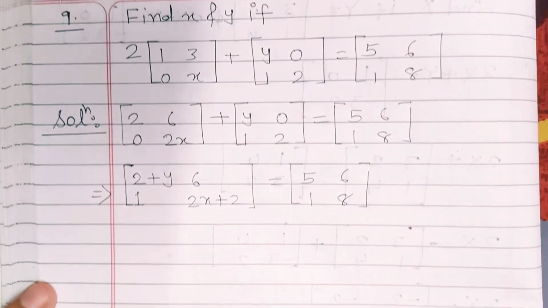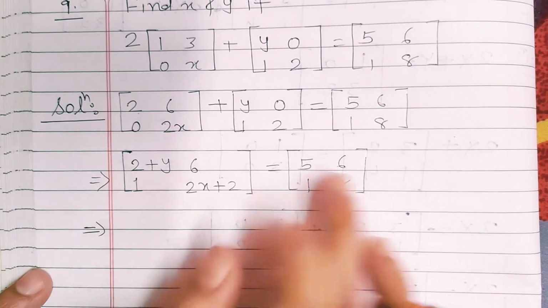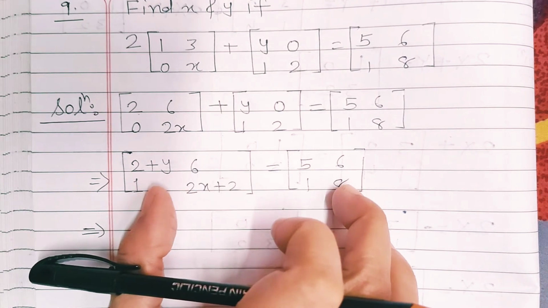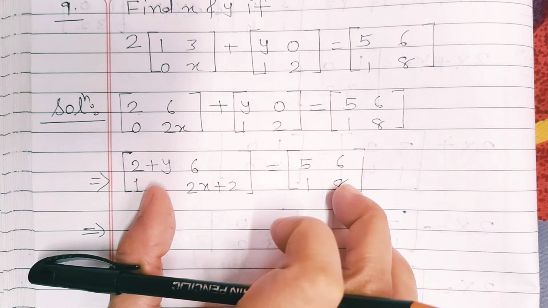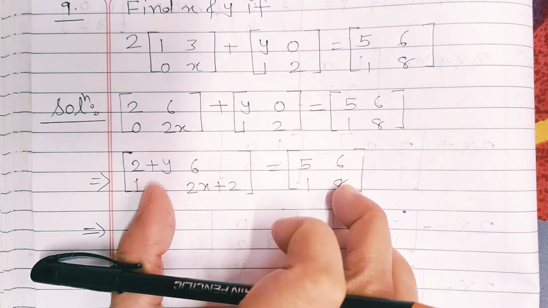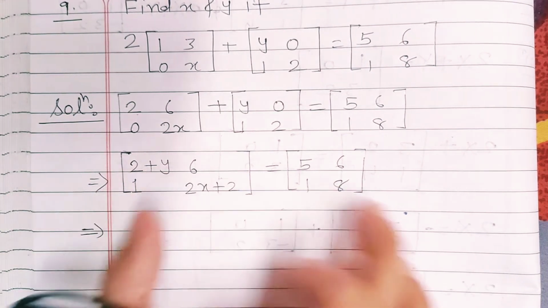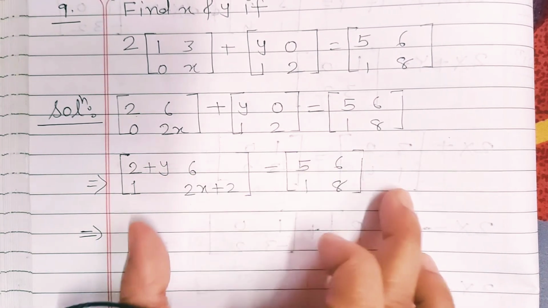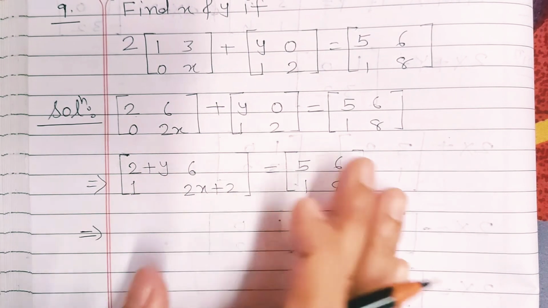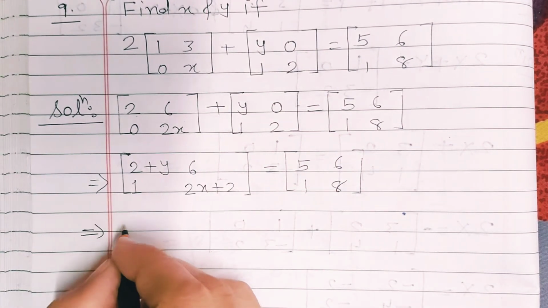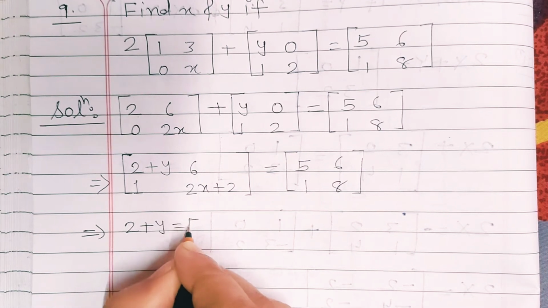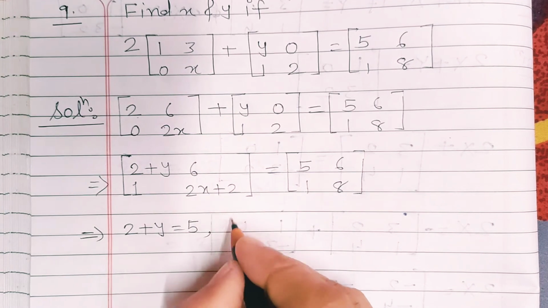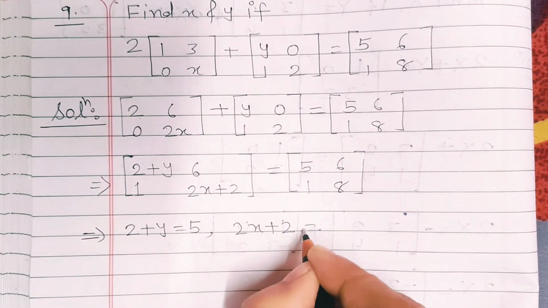So now you will just equalize every element. Friends, just remember that when two matrices are equal, कब होते हैं? You just have orders equal of both matrices and the elements of those matrices should be equal. So here we are going to equal all the elements. So 2 plus y will give you 5, 6 will equal to 6, 1 is equal to 1 and 2x plus 2 is equal to 8.